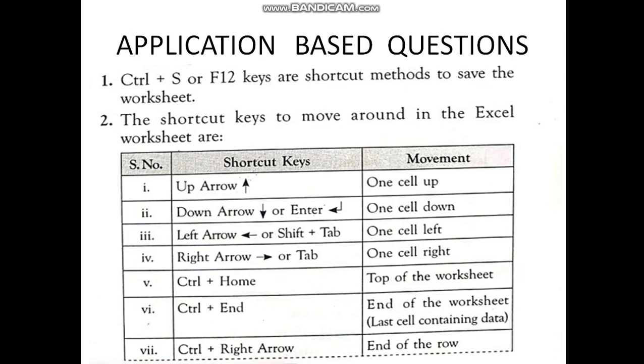Now you see application based questions answer given. First question, Pooja has created a worksheet displaying the timetable of the class. She wants to save the worksheet. Suggest her to do the task. For that answer, Control plus S or F12 keys are the shortcut methods to save the worksheet.